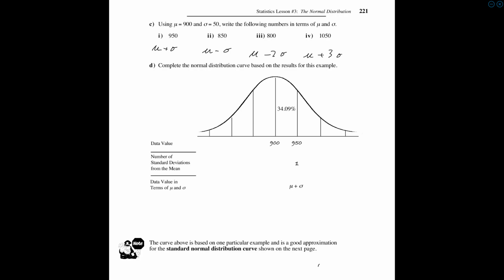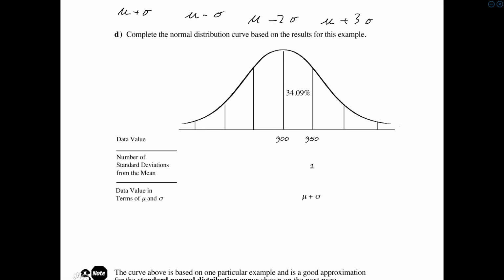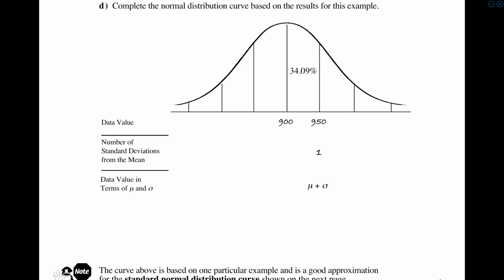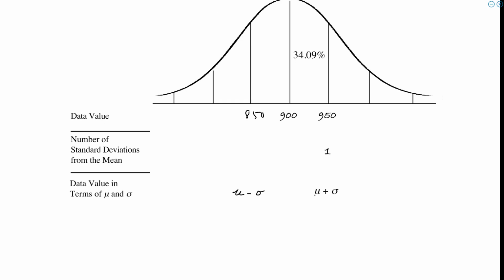So now if we were labeling this normal distribution curve with 900 as the mean, and every standard deviation is 50, let's label this. Okay, so this was 850, which is mu minus sigma. 1,000, 1050, 800, 750.